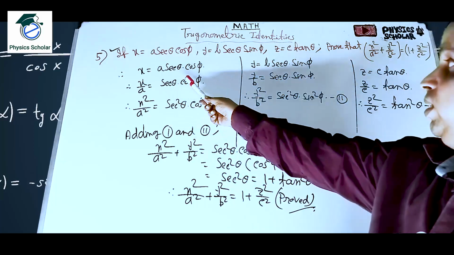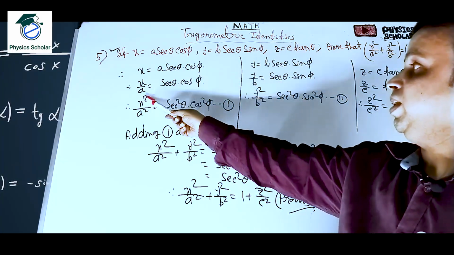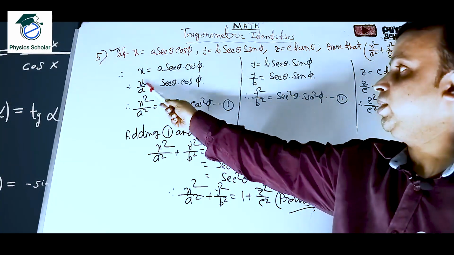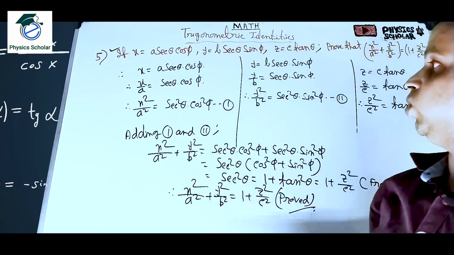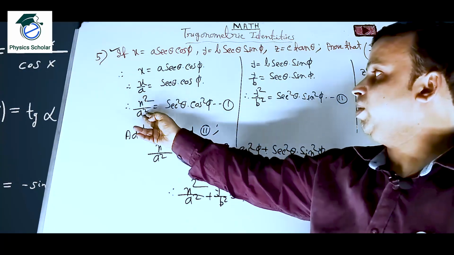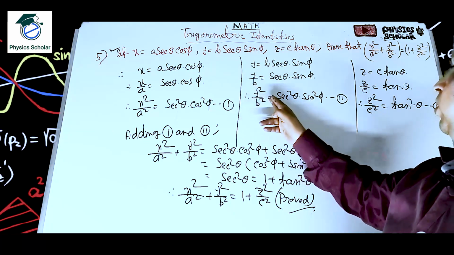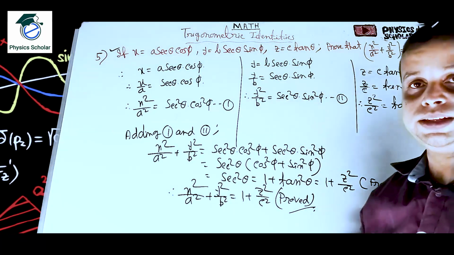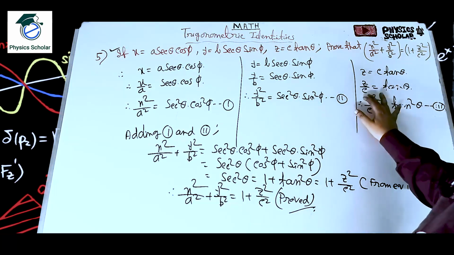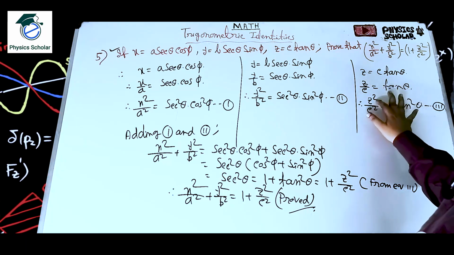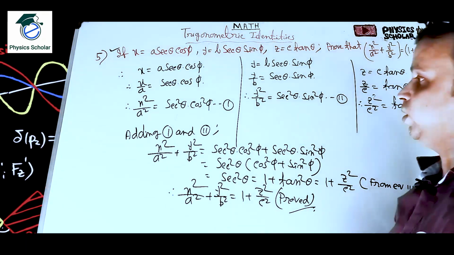So x is equal to a sec theta cos phi, so x by a is equal to what? a is coming here, so x by a is equal to sec theta into cos phi. So squaring, x square by a square is equal to sec square theta into cos square phi. Similarly, y square by b square is equal to sec square theta into sin square phi. Similar process. Clear? And z by c is equal to tan theta, so z square by c square is equal to tan square theta. Okay.